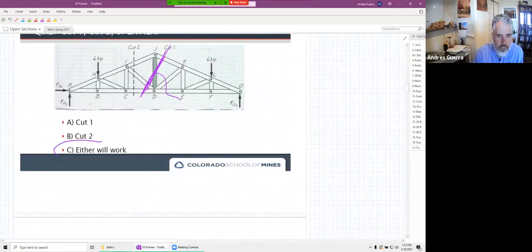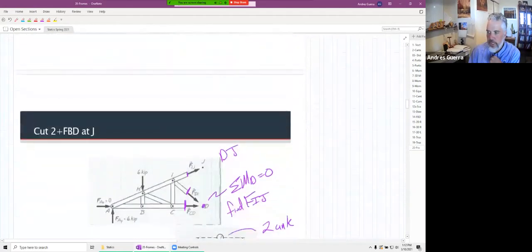So up on Canvas, pick either will work. That's the correct answer. Any questions about that?